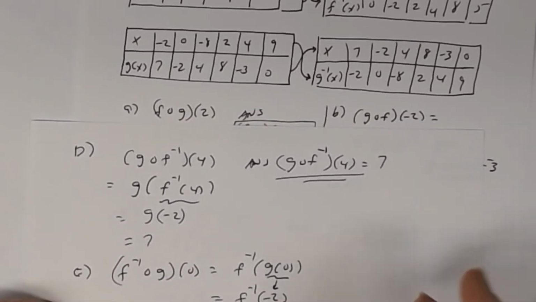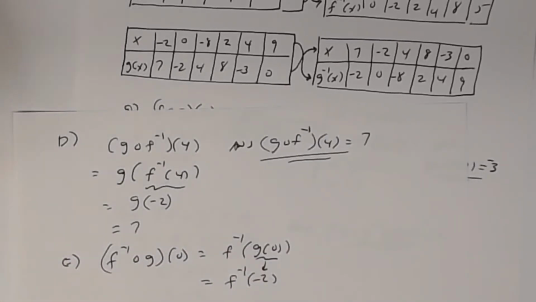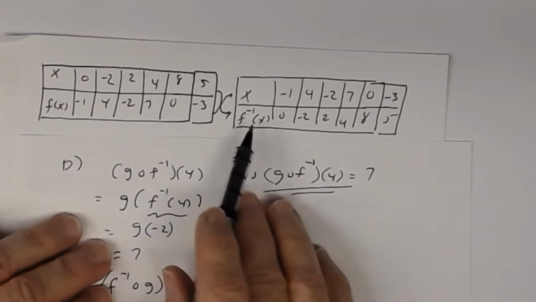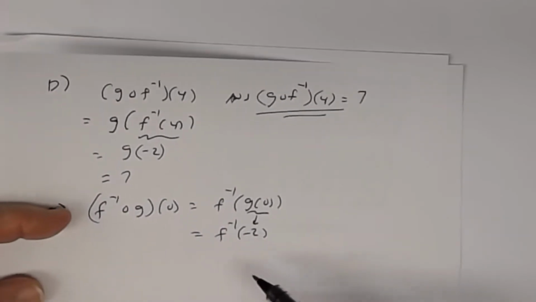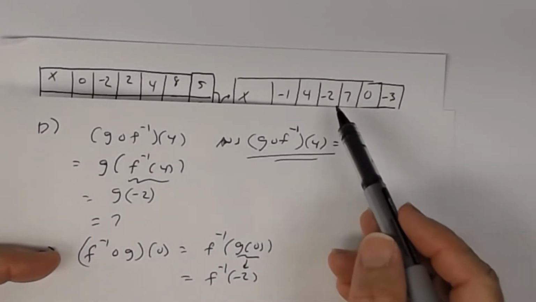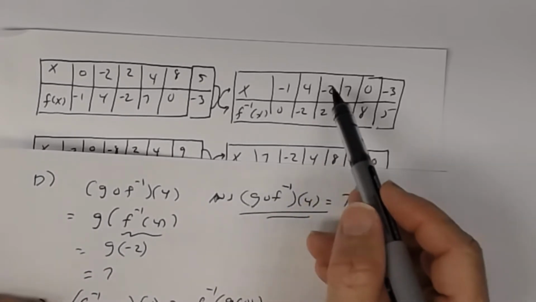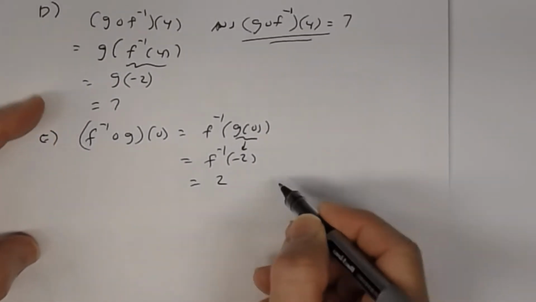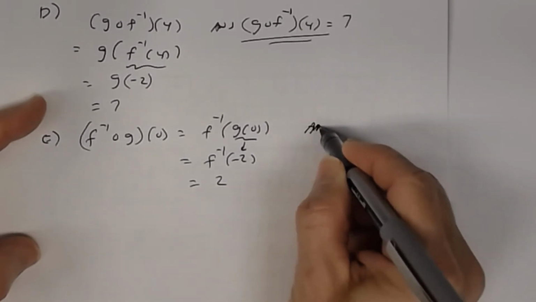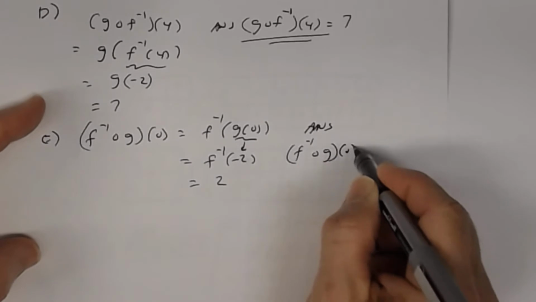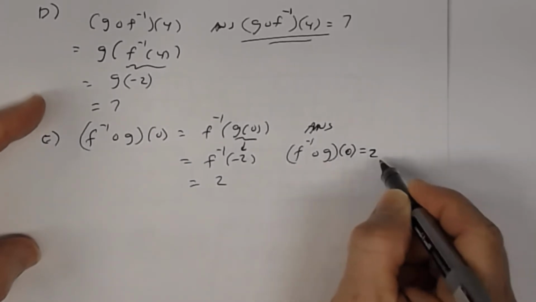So then I go to my f inverse function. So that's this one. And so you're trying to find f inverse of negative 2. So here's x equals negative 2. So f inverse of negative 2 is 2. So that's equal to 2. So your answer, you're going to say f inverse composed with g at 0 equals 2.